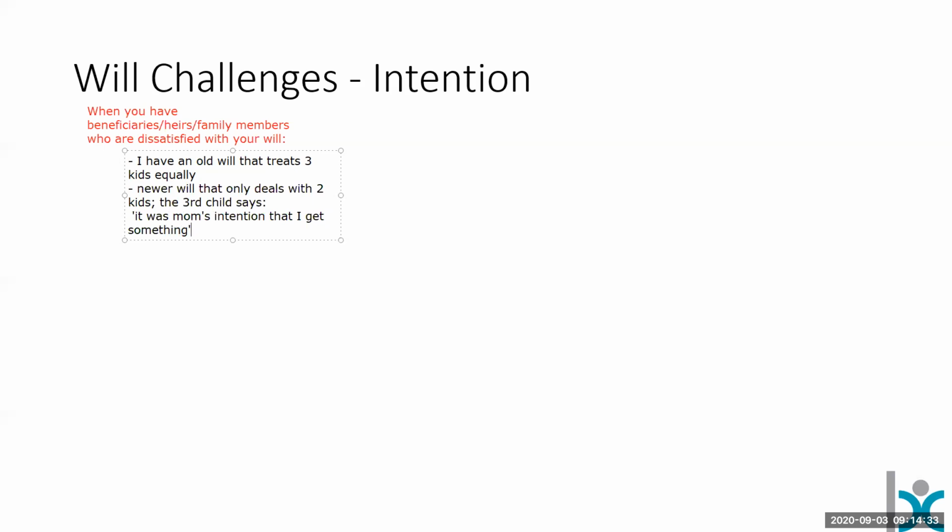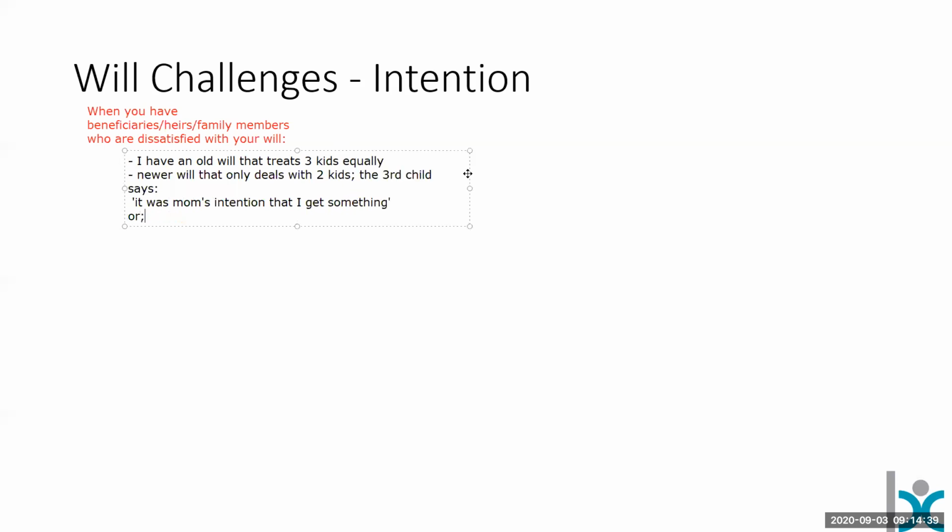Or the child might rely on a verbal promise. There could be a bunch of different reasons why we would question intention. So the child says, look, all along, mom always showed an intention to leave me in the will. It's weird. It's an oversight, a drafting error, an administrative problem. The lawyer messed up, whatever it is. There's going to be something here that leads to an intention problem.